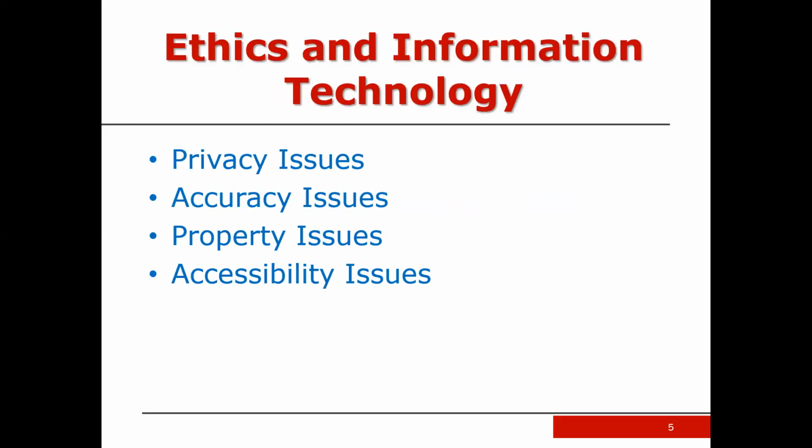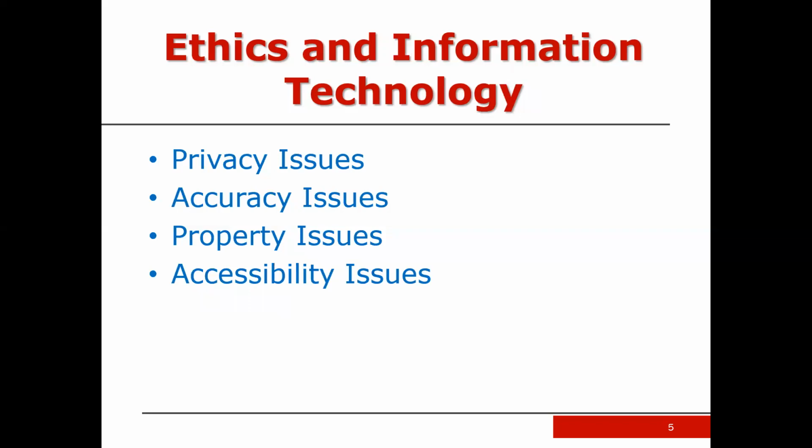Now, information technology is fraught with ethical landmines. Privacy issues involve how information is collected, stored, and disseminated about each and every one of us. Accuracy concerns the authenticity and truthfulness and correctness of information. And property involves ownership issues of information and any value that may derive from that information.